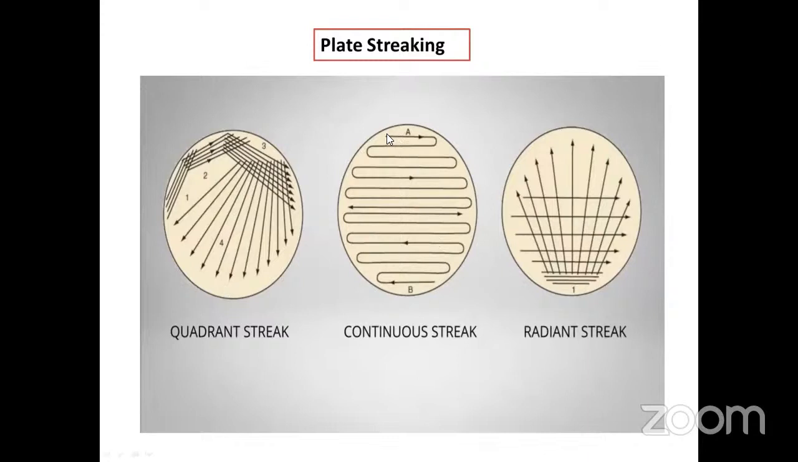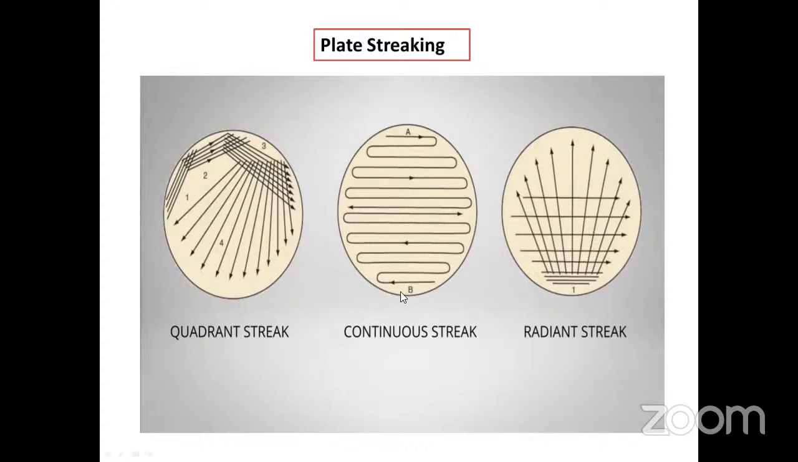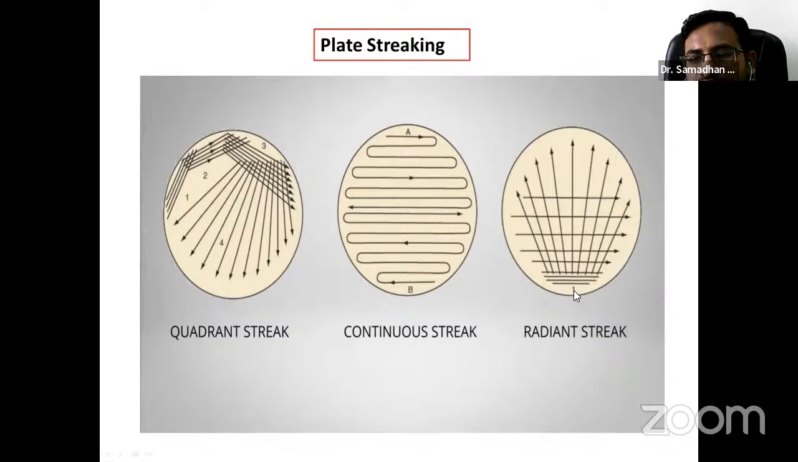Then continuous streak: you start from this point A, go for crisscross, and go up to point B. Like this is a continuous streak. And gradient streak, you start from this point and go towards the end of the plate. And T streak is there, like a T shape. You have to make this inoculation in a T-type shape.